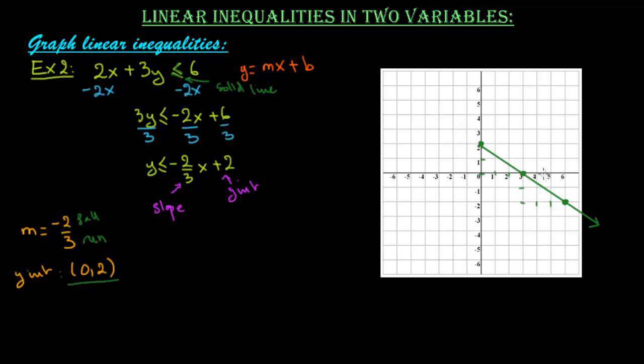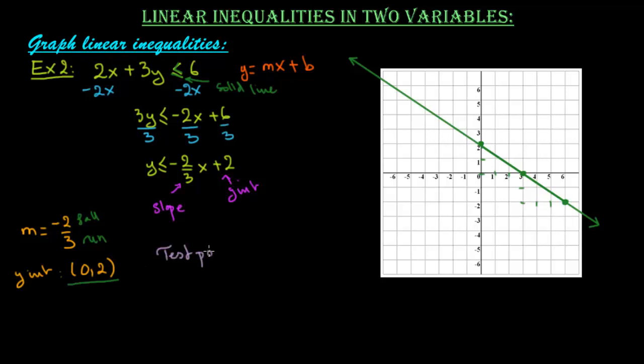This doesn't look like a straight line. Let's go this way. Okay, that's much better now. Right now we need to find out where we should shade, above the line or below the line. So we need a test point. Let's write down test point.